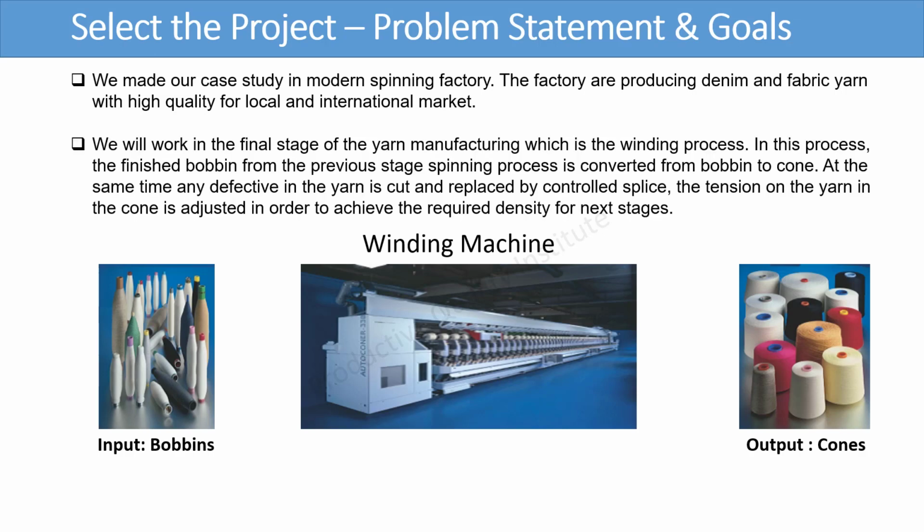We will work in the final stage of yarn manufacturing, which is the winding process. In this process, the finished bobbin from the previous stage, the spinning process, is converted from bobbin to cone. At the same time, any defect in the yarn is cut and replaced by a controlled splice. The tension on the yarn in the cone is adjusted in order to achieve the required density for the next stages.